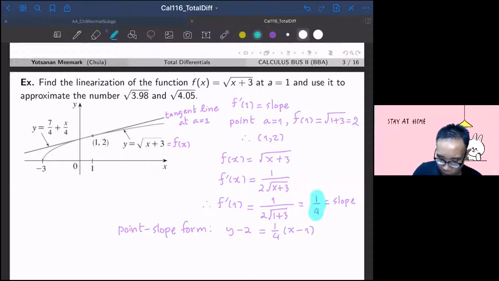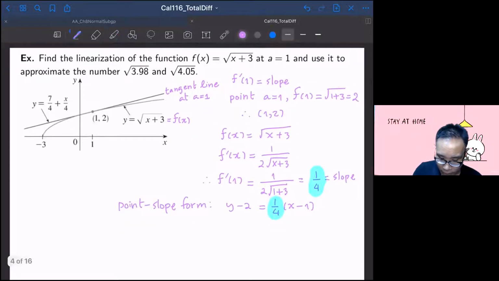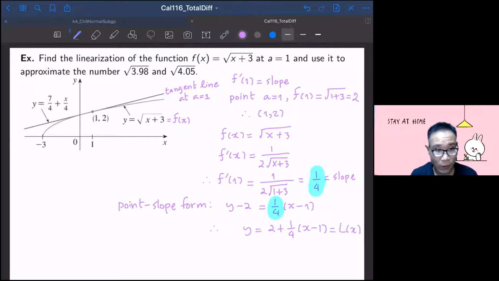So you have the slope equal to 1/4. In this case you're going to get y equal to 2 plus 1/4 (x minus 1), and this tangent line will be your linearization, or L(x). So this one will be your L(x), and you'd like to find the approximation of the square root of 3.98.